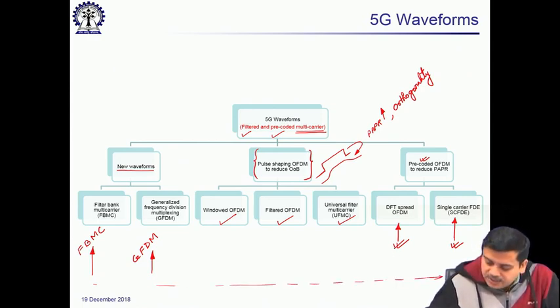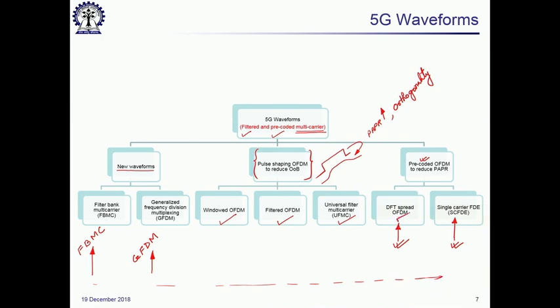We have already seen this particular waveform, this particular waveform also we have seen, and the basic OFDM structure we have seen. So, we remain to see the rest of them. All these waveforms, what we consider is they are variants of OFDM. One can also think of them as variants of some basic multi-carrier.